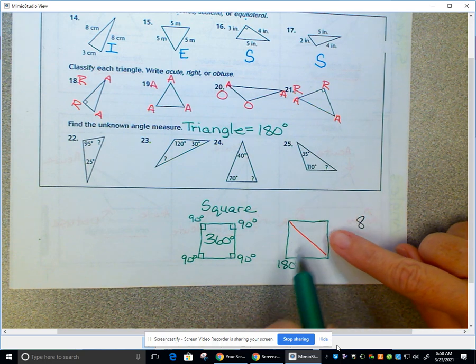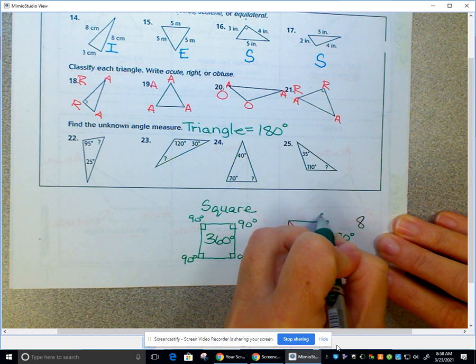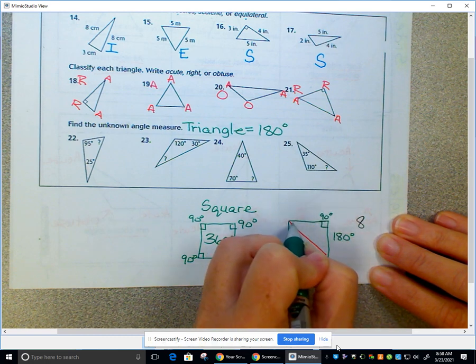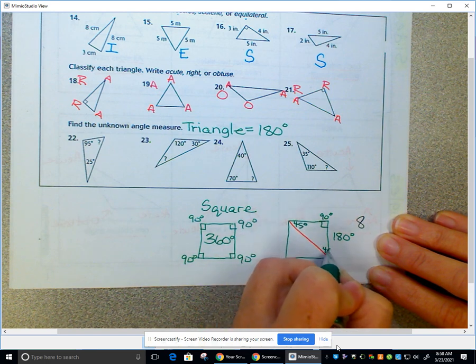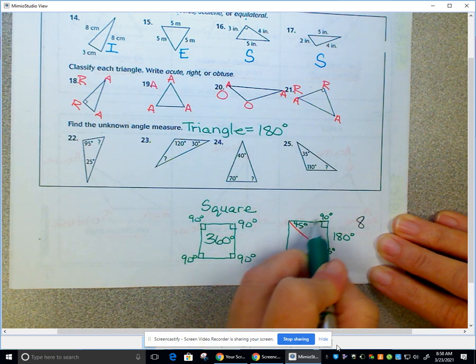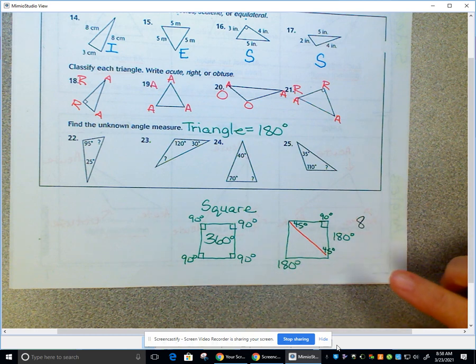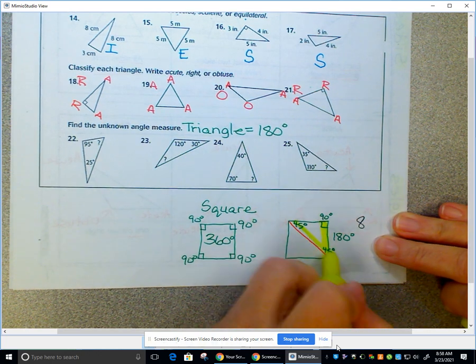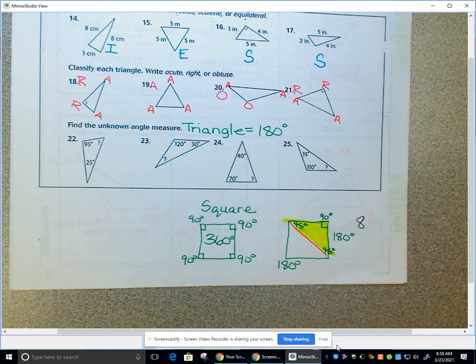And notice it's a triangle. And if you think about it, this angle would measure 90 degrees. This would be half of 90, so this would be 45 degrees. And this will be 45 degrees. If I add those three numbers, I get 180 degrees. So that is what you would get if you just measured the angles of this one triangle.